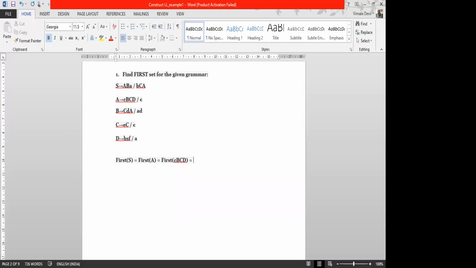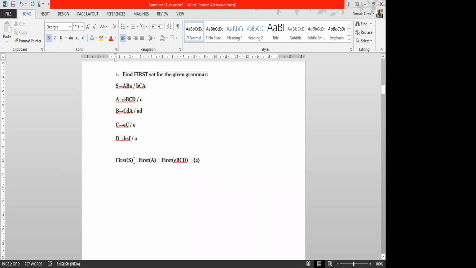Now we have identified the very first terminal, which is C. So C is one of the terminals which belongs to the first set of S, right? At the same time, look into the alternatives of A. A has two alternatives, right? Now A produces epsilon also. If A produces epsilon, it doesn't mean that first set of S contains epsilon.